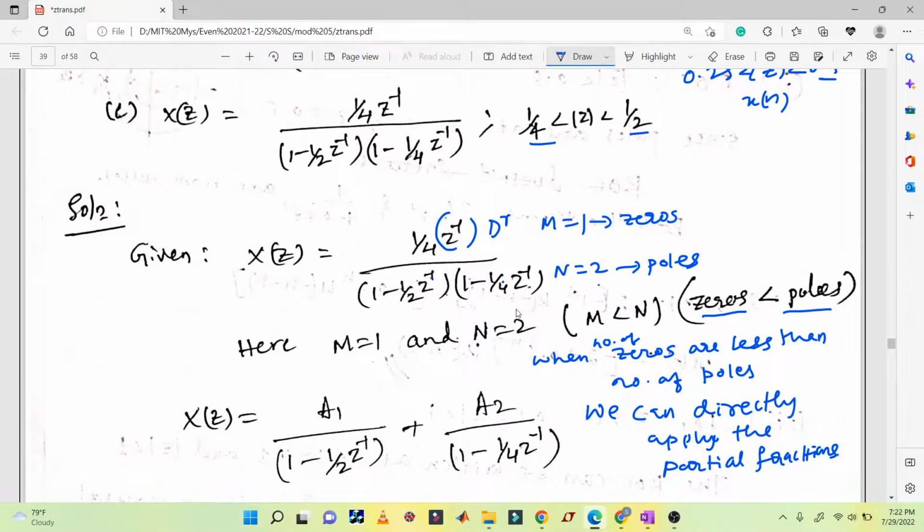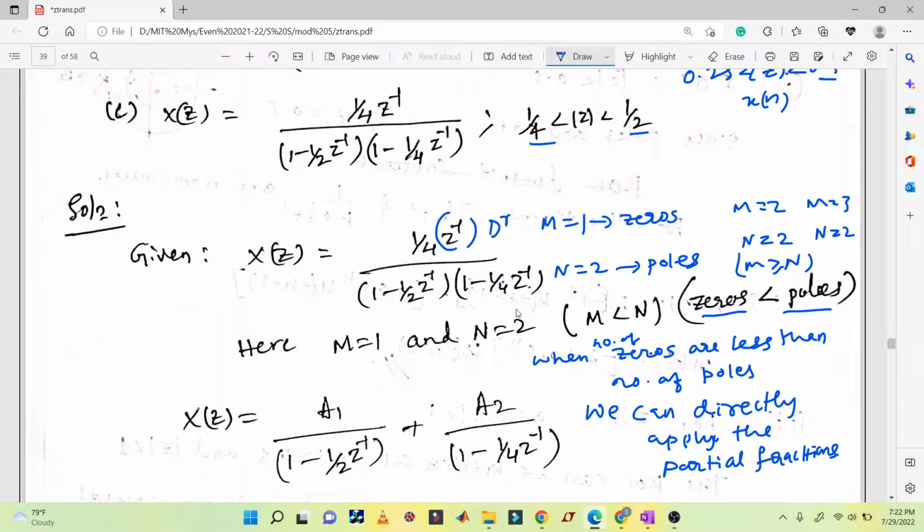Otherwise we have to use the long division method. Suppose the number of zeros is 2, say in some example the number of poles was 2, or m is equal to 3, n is equal to 2. In both these cases, either m is equal to n or m is greater than n. In both these cases, we need to apply the long division method for 1 or 2 steps. Then we have to use the partial fractions. That is the rule. So please make a note of it.